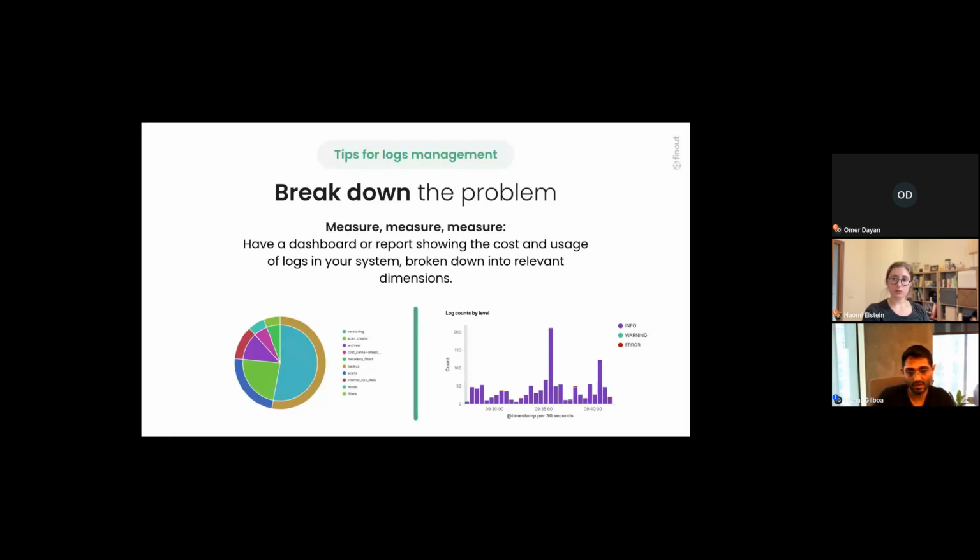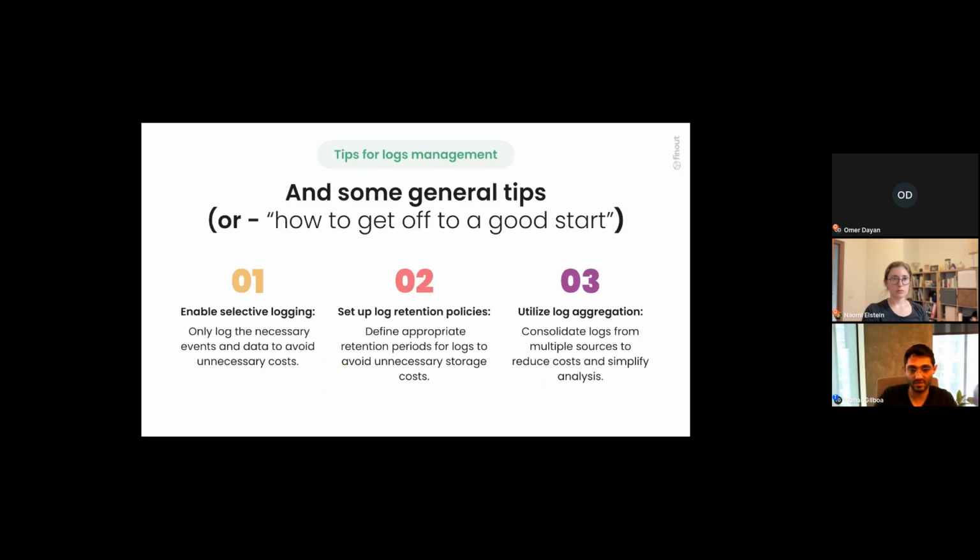So what we need to have when we start this journey is a centralized place that's very accessible to us, that allows us to see the number of logs that we have in the system broken down into dimensions that are relevant to us in order to improve, whether it's log level or source system, or any other dimension breakdown, so that we might be able to see what causes logs to be bigger than what they should. So once we have that, we can start talking about general tips that would probably get us to a good start.